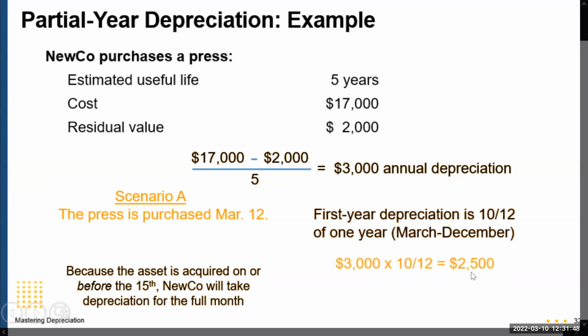which says that I'm going to take 2,500 this first year. The second year is going to be all 12 months. So I get the full 3,000. And so then it would go for 3,000.